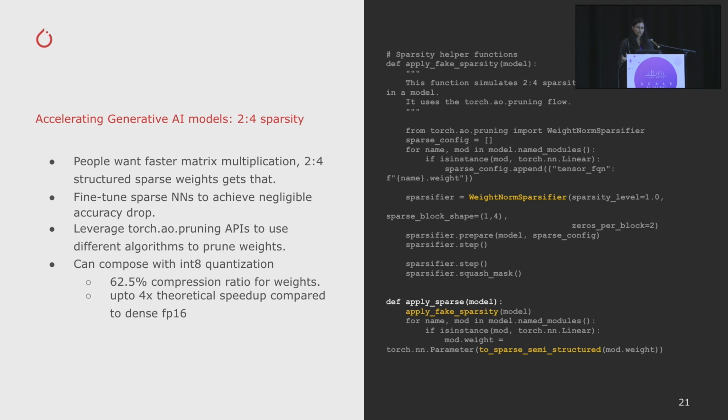Once we have the model in this format, we can accelerate for inference using the one-line API that I mentioned before, to sparse semi-structured. We update the weight of all the linear layers in the model to use this format, and once we run the model during inference, it will automatically run the sparse kernels during runtime.